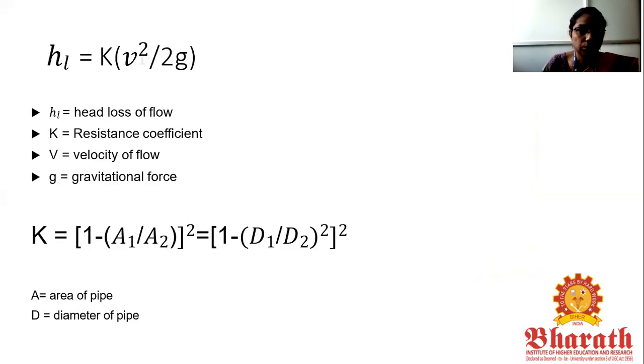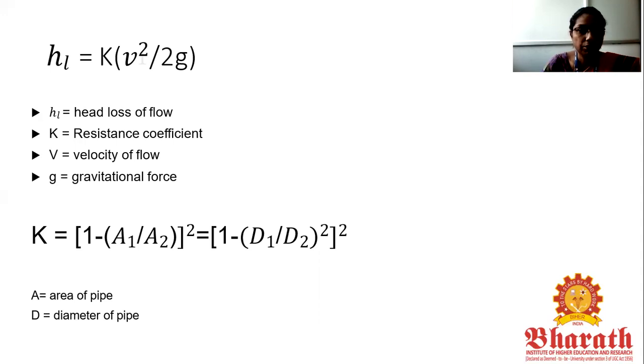So what is the formula used to calculate the head loss due to sudden enlargement? It is given by HL. HL is equal to K into V square by 2G, where HL is the head loss of flow, K is the resistance coefficient, V is velocity of flow and G is gravitational force.